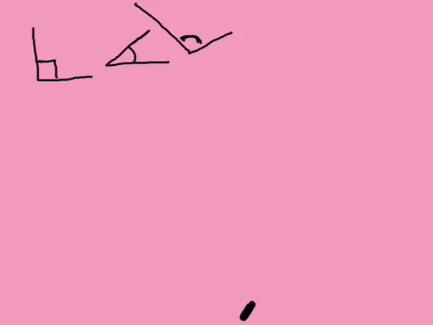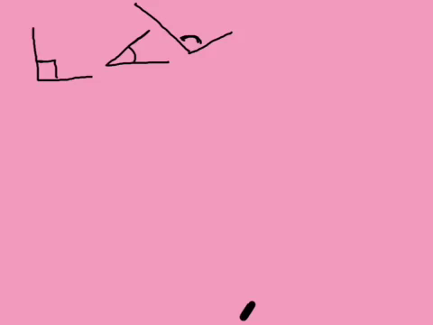Okay, I'm going to try that again. We have a right angle. We have an acute angle. And we have an obtuse angle. All right, so we have three types of angles: right, obtuse, and acute.